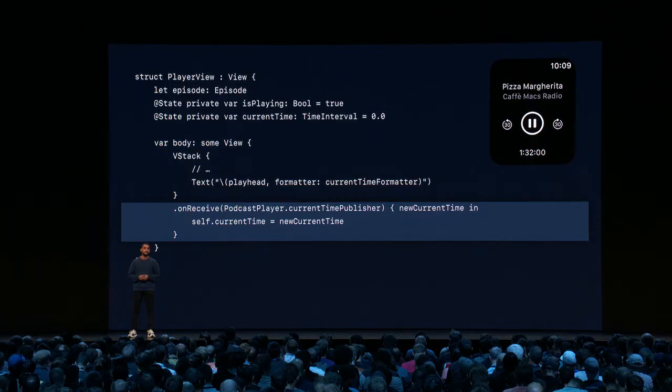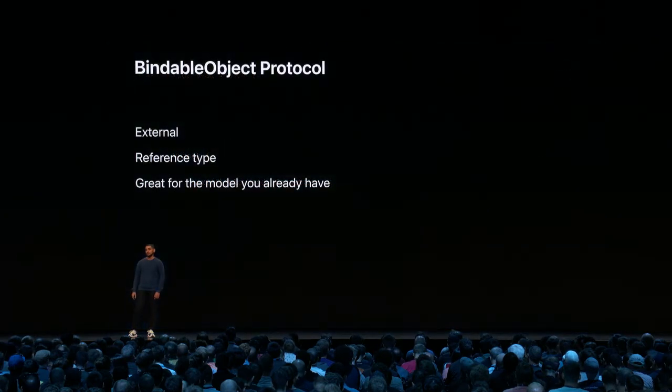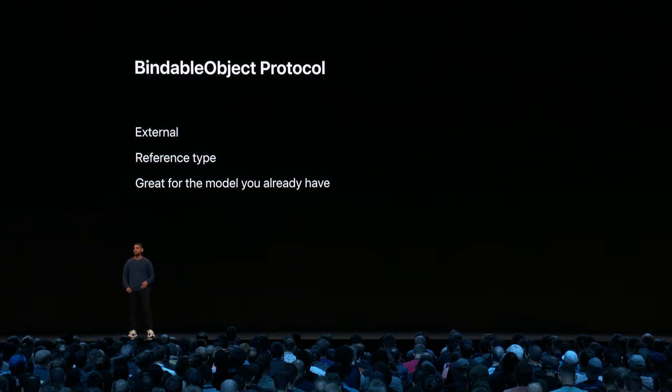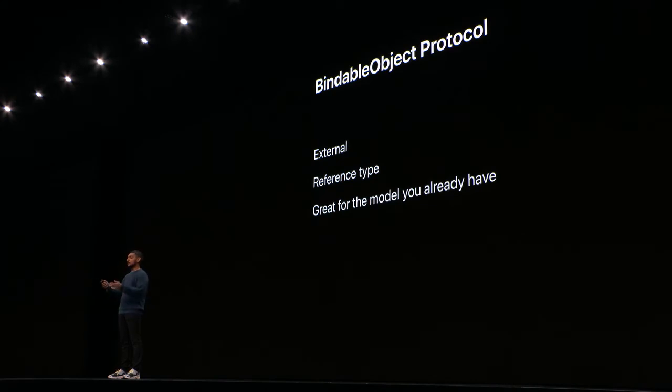So we briefly covered external changes in SwiftUI. Next, I want to talk to you about external data. For that, we have the BindableObject protocol. BindableObject is a convenient way to use the well-encapsulated, tried-and-true model that you already have. It's great for teaching SwiftUI about the reference type model you've already built. This is data that you own and manage. SwiftUI just needs to know how to react to changes in that data.